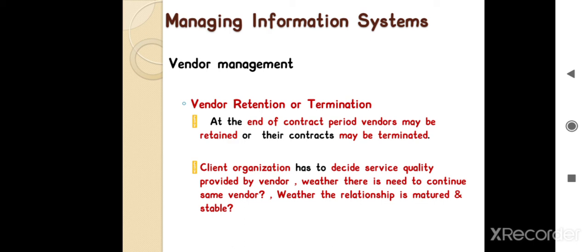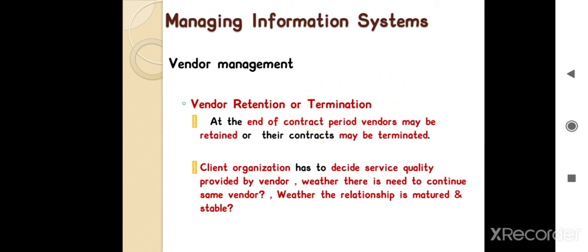If those vendors are providing me a good service, then I can retain them. I can continue my website development with those website developers. But if they are not suitable for me, then I can terminate with those vendors also. So agreement termination might be there. The client organization has to decide according to the service quality provided by the vendor, whether there is a need to continue with the same vendor or whether the relationship is matured or stable. If it is not matured, if it is not stable, then we can terminate that particular vendor.